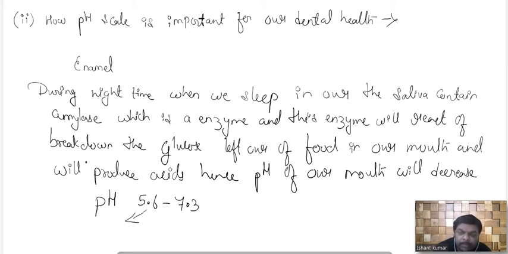And as the mouth becomes more acidic, as our saliva or mouth becomes more acidic, then what will happen? This enamel gets damaged, and hence what will happen?